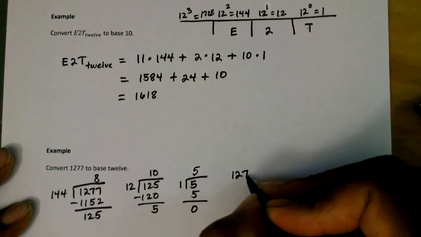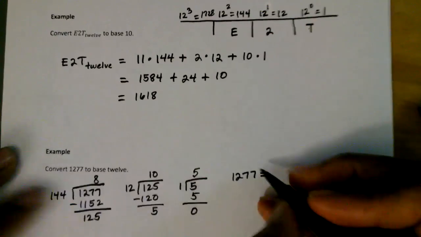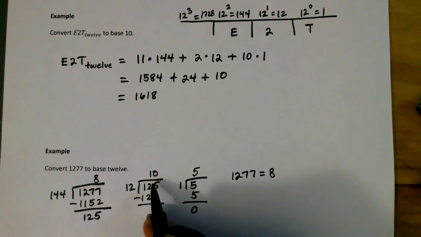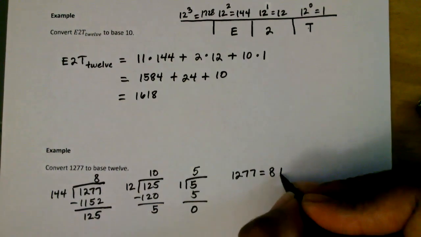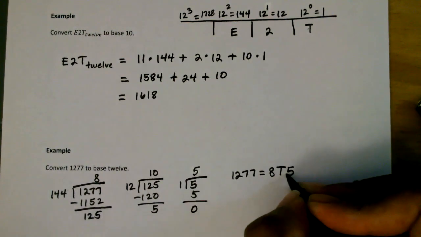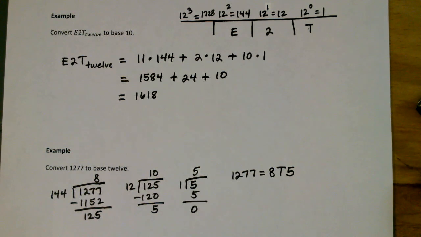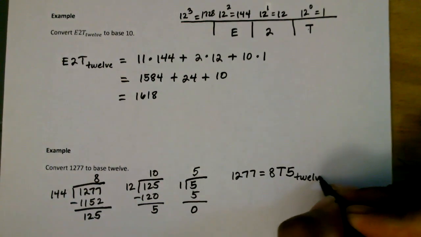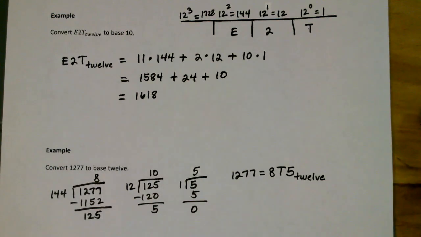So for 1277, we can do the 8, but we can't say 10. The letter that represents a group of 10 would be the T, so it has to be 8, then T, and then 5. And also we write base 12. So it's 8T5 base 12.